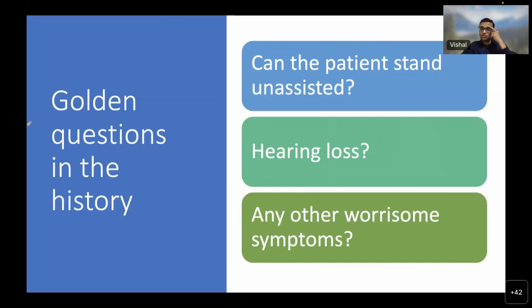So there are three golden questions in a patient with acute vestibular syndrome. This pertains to acute vestibular syndrome because usually the most common central etiology we are worried about is a stroke. The first thing we have to see is, can the patient stand unassisted? The second question is, does the patient have acute onset hearing loss? It could be a labyrinthine infarction or an anterior inferior cerebellar artery infarction, so that's why it is very important. Then, whether the patient has any other worrisome symptoms, that is dysarthria, dysphagia, diplopia, numbness, weakness, hiccups. These are worrisome symptoms.